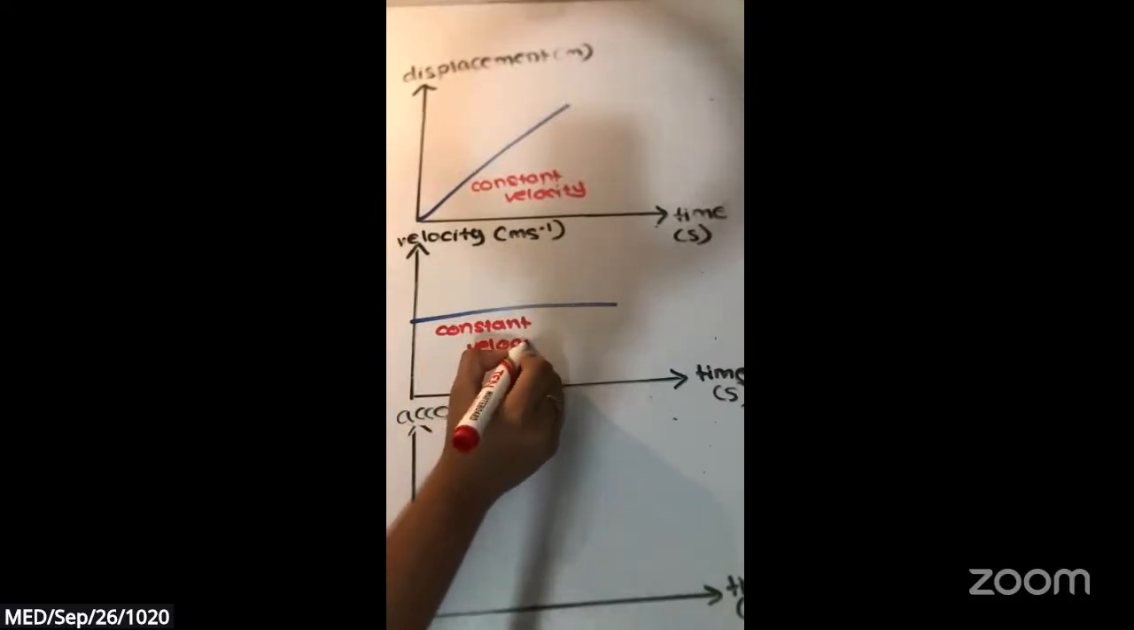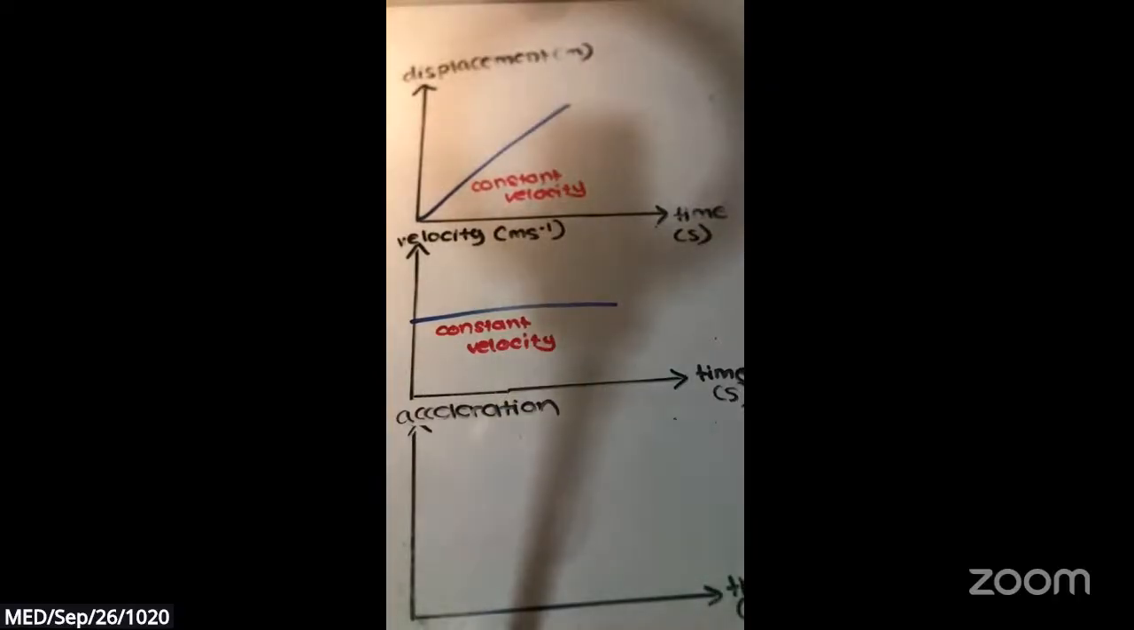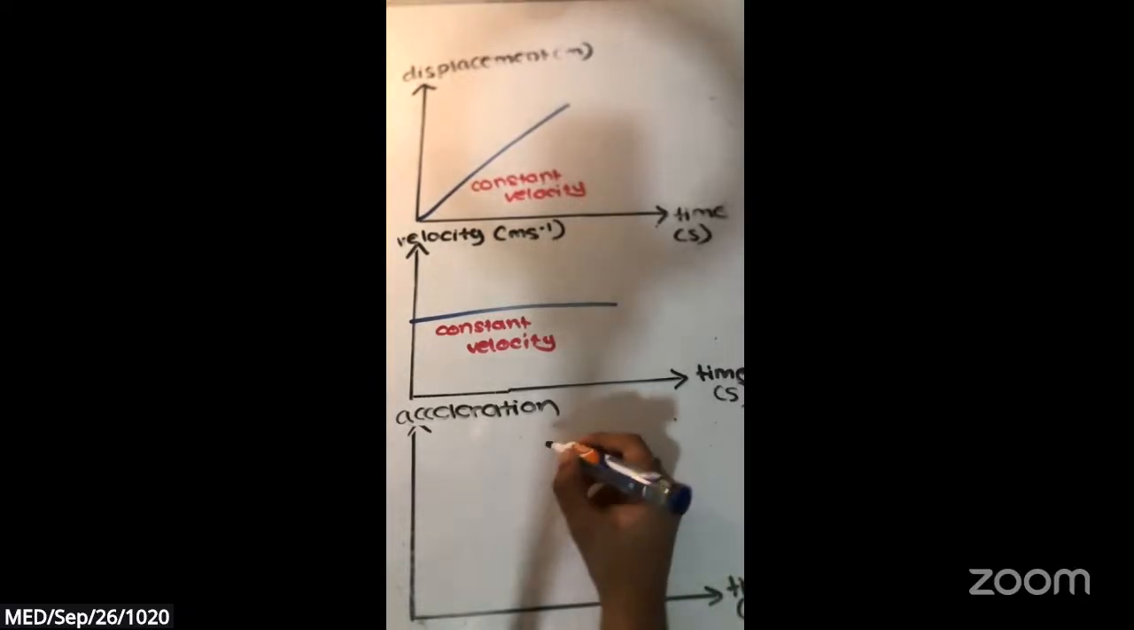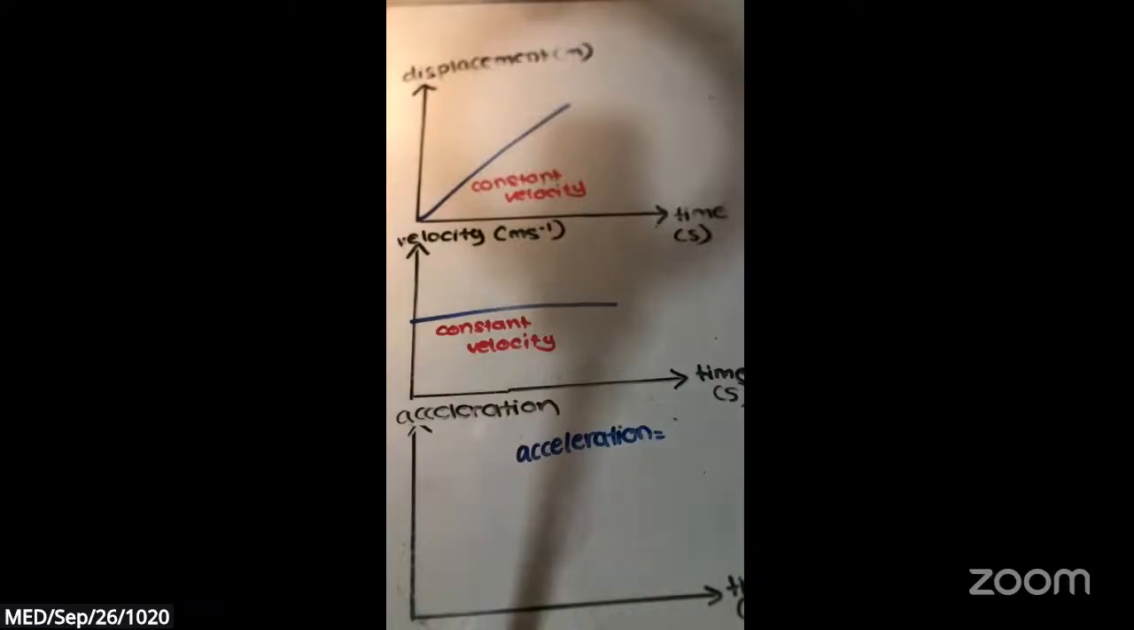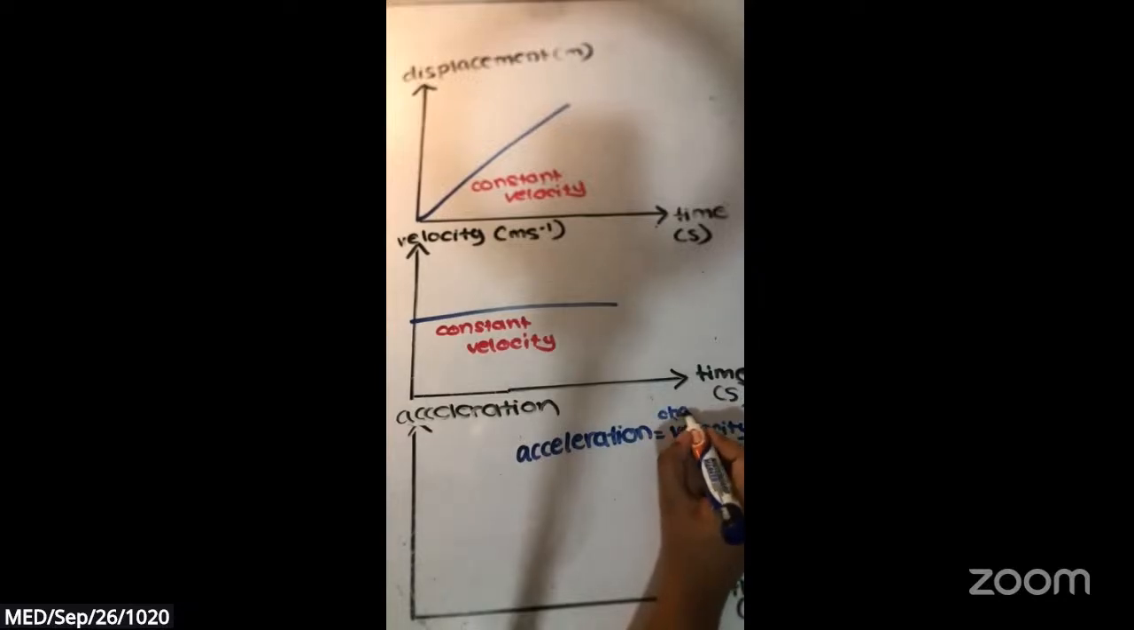Now, speaking of acceleration, what is acceleration? First, I have to tell that, because before I say that, I can't just go to the graph. Acceleration equation is velocity over time. Velocity per unit time. Again, it should be change in velocity, okay? Change in velocity per unit time.